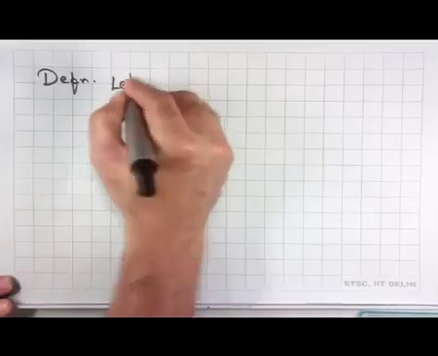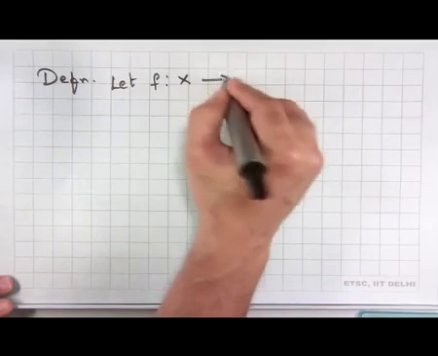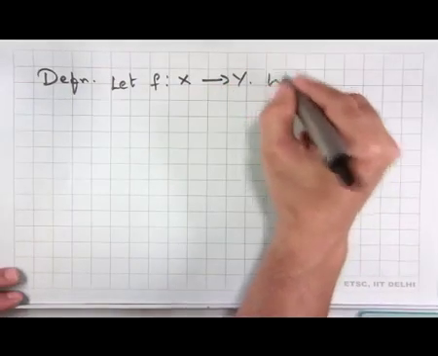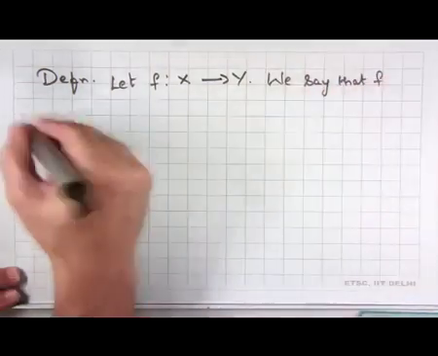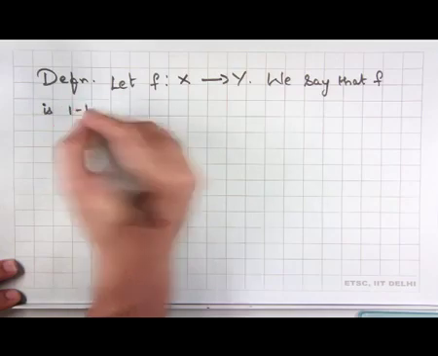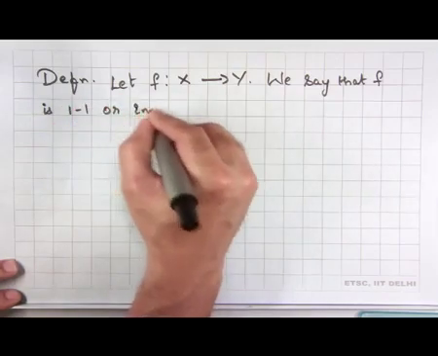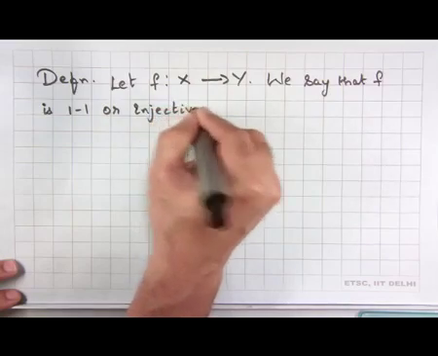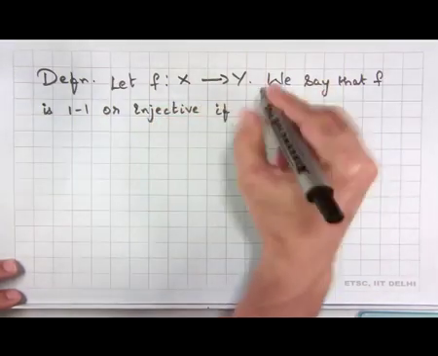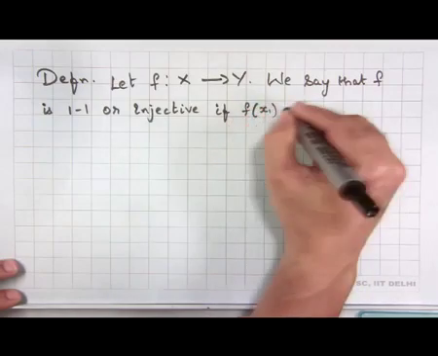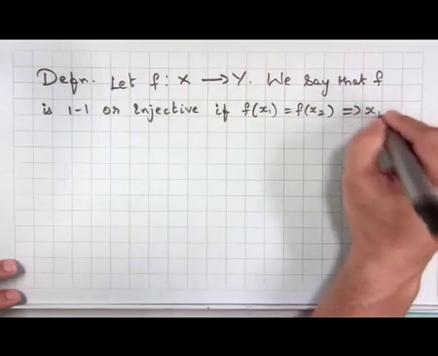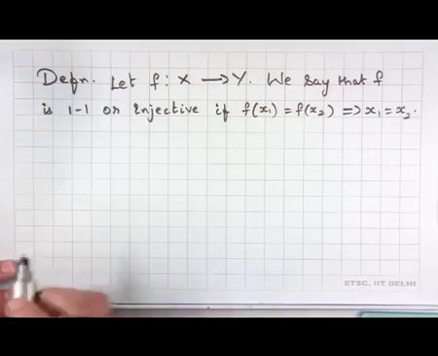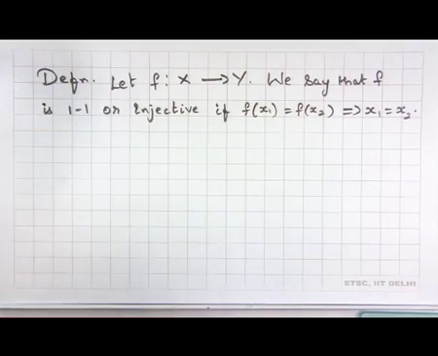Let f from X to Y. We say that f is 1-1 or injective if f of x1 equal to f of x2 immediately implies x1 equal to x2. Then we call such a function 1-1 or injective.